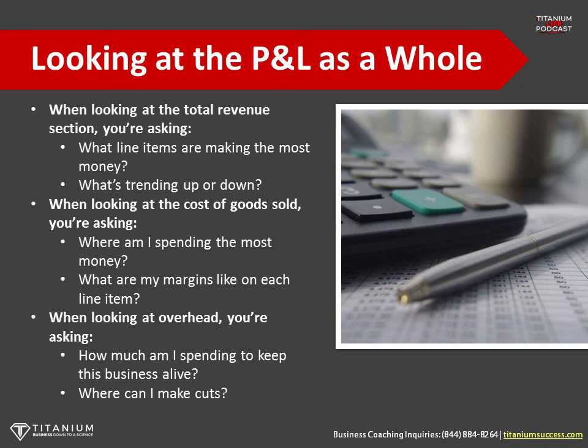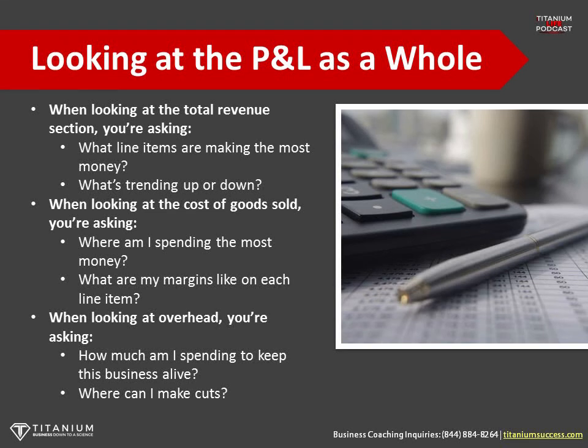So now what you're doing then is let's look at this thing as a whole. You're looking at the top section and saying, what areas am I making my money in and what's starting to trend what way? Then you're looking at your direct costs. Where am I spending money? And what are my margins like on these different things? Which items make me the most bang for my buck, right? And then you're looking at your overhead and saying, how much money am I spending just to keep this business alive? And where can I make cuts? And as always with those things, you're looking for the same things in all three sections.